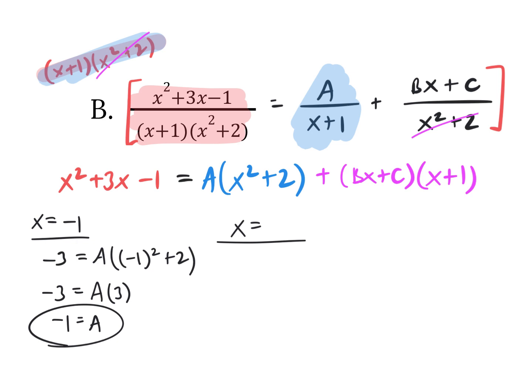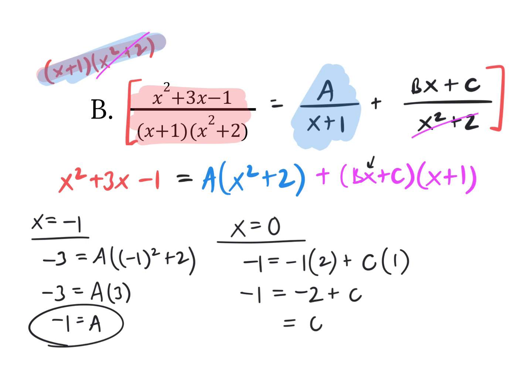Now I gotta choose something else for x. Another thing smart to choose for x would be, how could I get rid of the B there? 0. Let x be 0. So if I let x be 0, I can get rid of B. So on the left-hand side, I would have -1 is equal to, I know what A is equal to now, so I can put that in, times 0 squared plus 2, so times 2. And then plus my B goes away, but then I will still have C times x plus 1, which is just 1 in this case. Go ahead, quick solve here. This gives me -1 equals -2 plus C. So C is equal to +1.